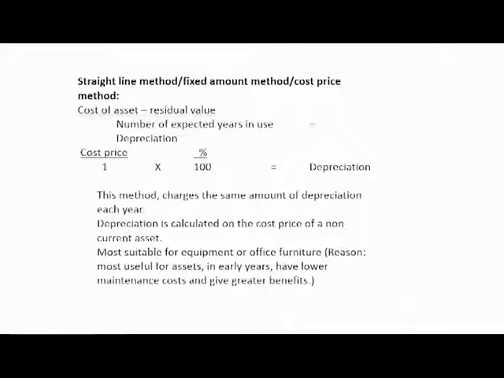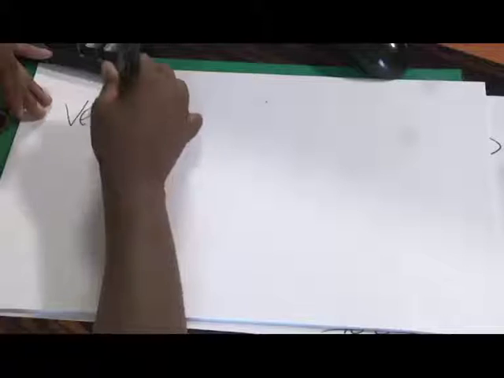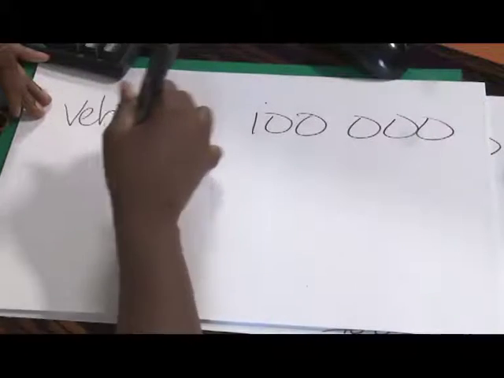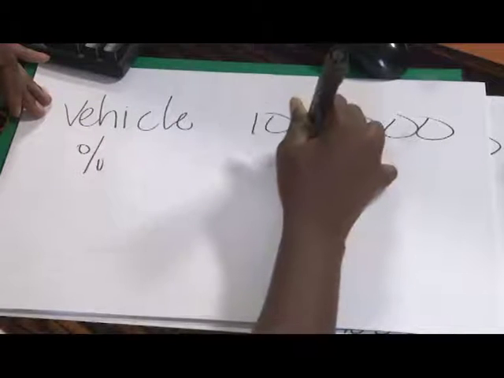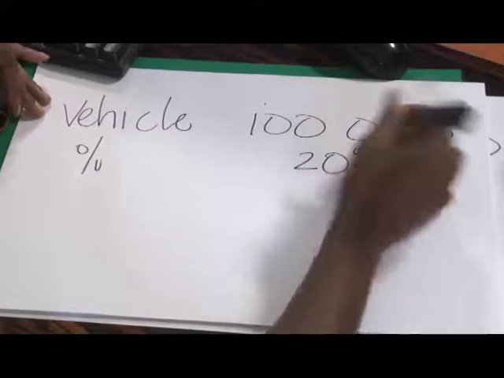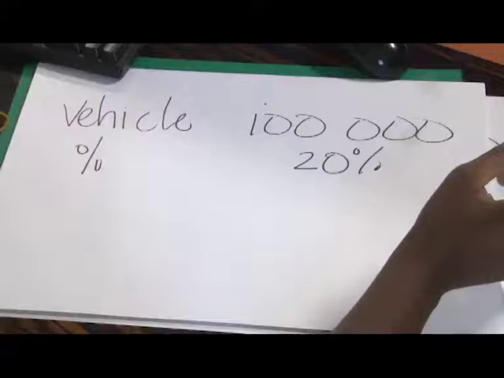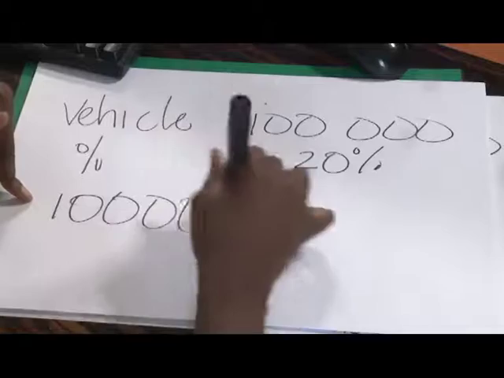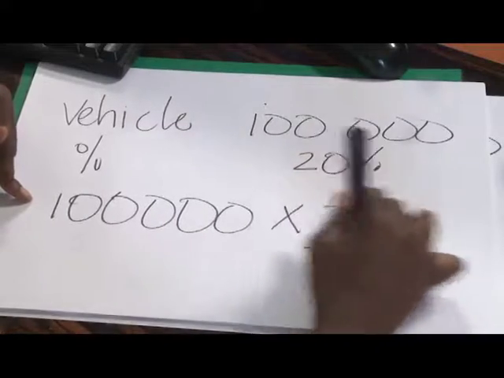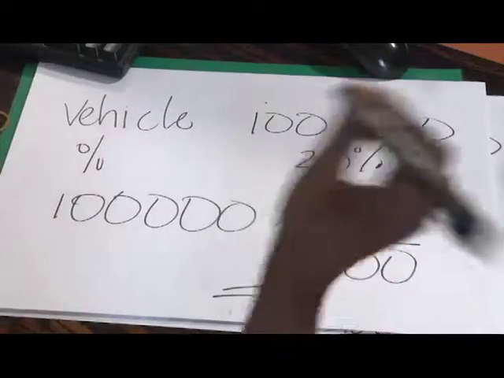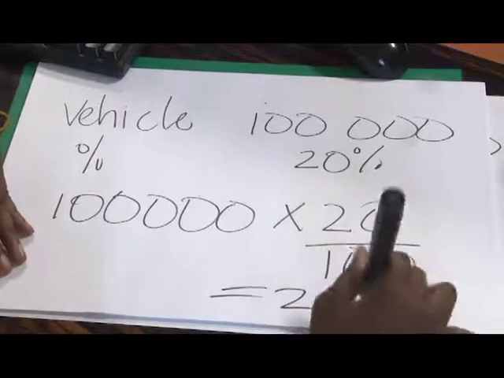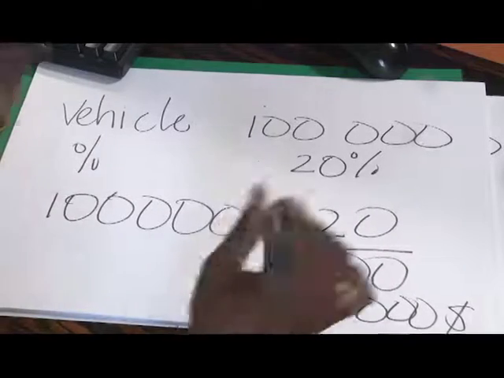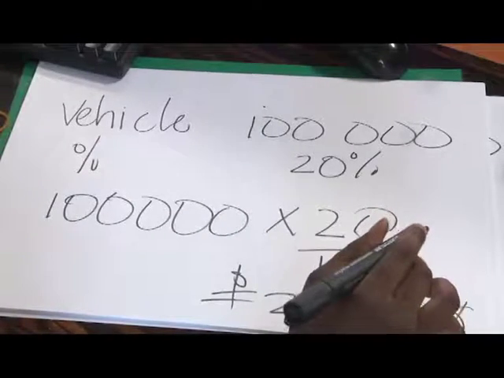Then you're just going to say the cost of the vehicle, which is 100,000, and the percentage that is given to you, which, for example, is 20%. So when we are going to calculate this depreciation, we just say the cost price, which is 100,000, multiplied by 20% over 100, then you get the answer. I'm sure this is going to give us 20,000 Namibian dollars. This is the depreciation for the vehicle for that year. That is the straight line method.